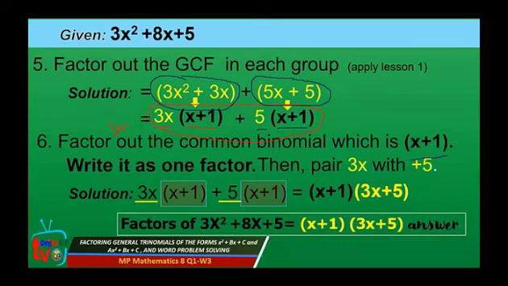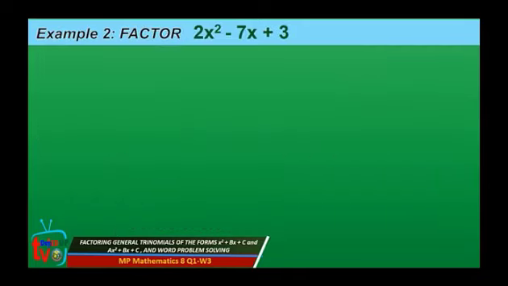If it is difficult for you to follow the steps, as I have said earlier, you can always contact your teacher or pause the video or review the part of the video where you find it necessary. Another example, let's factor 2x squared minus 7x plus 3. So we follow the same process a while ago.